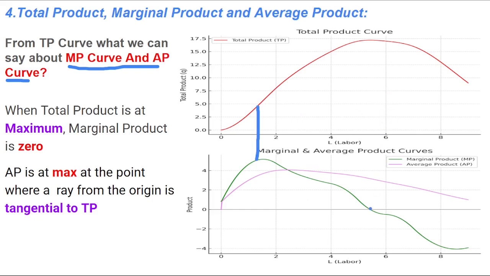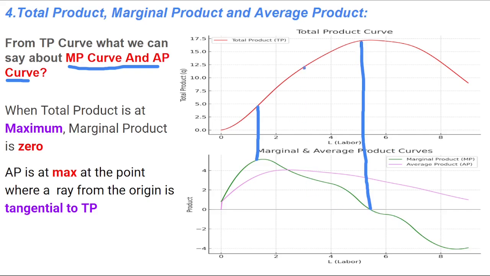When our TP is at max, our MP is 0. Here our TP is increasing at increasing rates, so our MP is increasing. Here our TP is increasing at decreasing rates, so our MP is decreasing. And after the maximum point, our TP is decreasing and our MP is negative. This is the relationship between TP and MP.